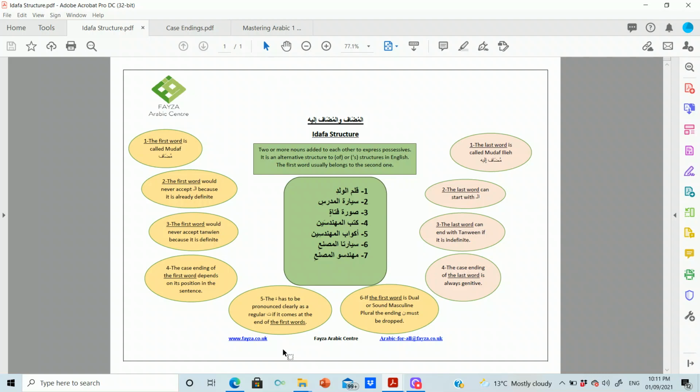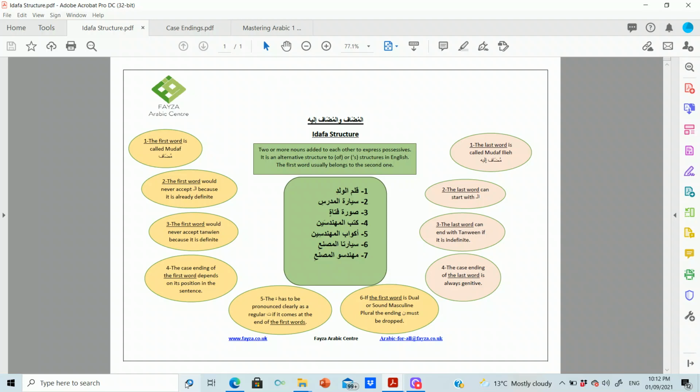All right, let us move on now to the rules that have to do with the second word, or the last word if the structure is composed of more than two. So the first pink circle: the last word is called مضاف إليه. مضاف إليه, the meaning of this word in Arabic is the thing that is being added to, which makes sense because we are adding to the second word. Okay, the second pink circle: the last word can start with alif lam. So it can or cannot start with alif lam depending on the meaning.